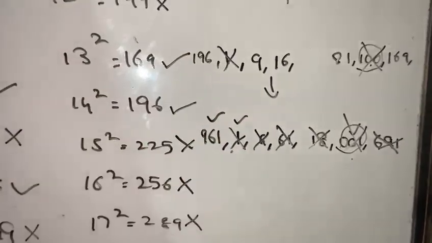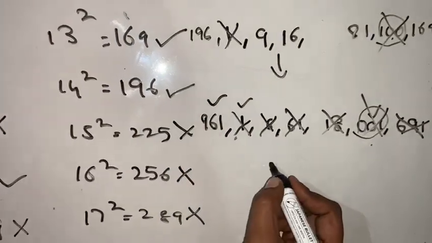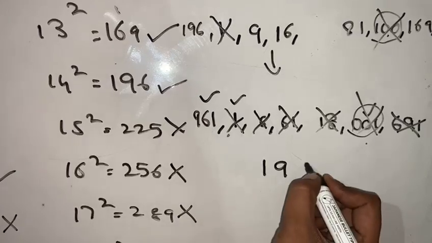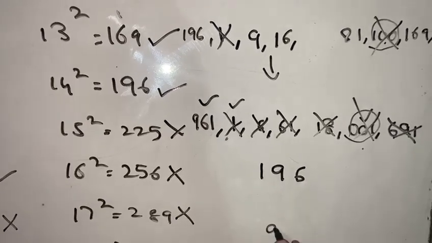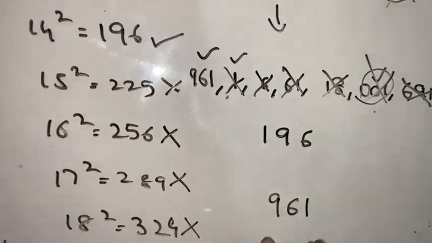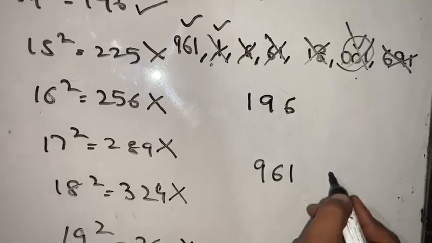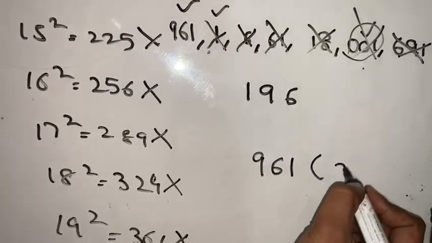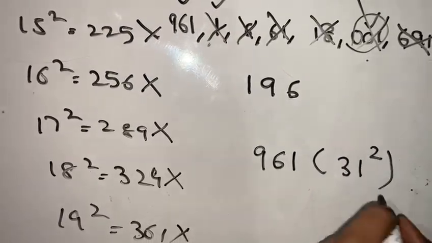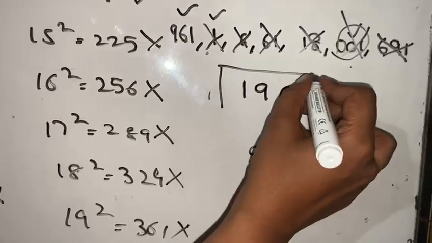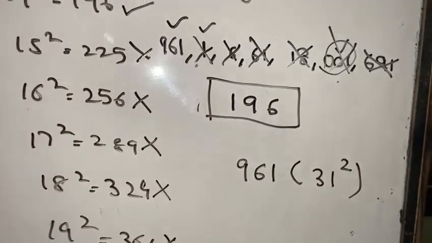So the only number which can be a square when facing front and when tilted is 196, and when tilted it becomes 961, which is the square of 31. So our bus number is 196. That is the answer.